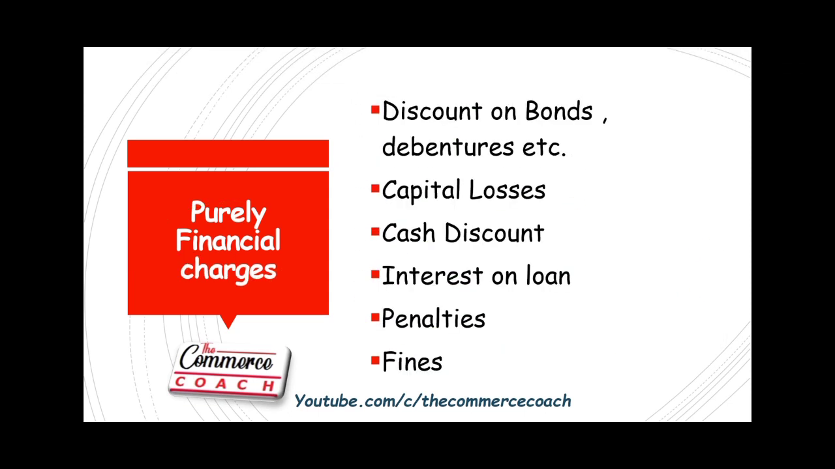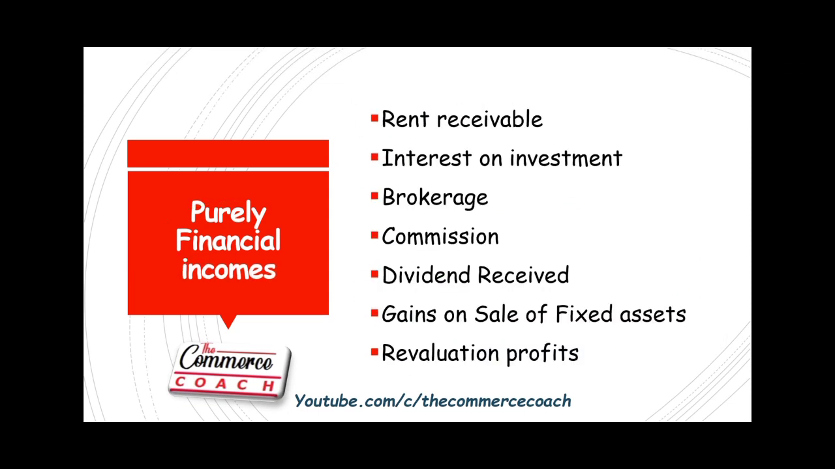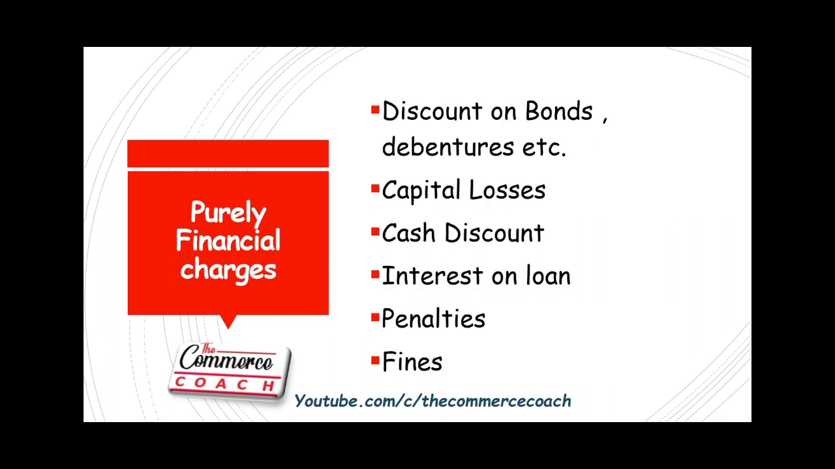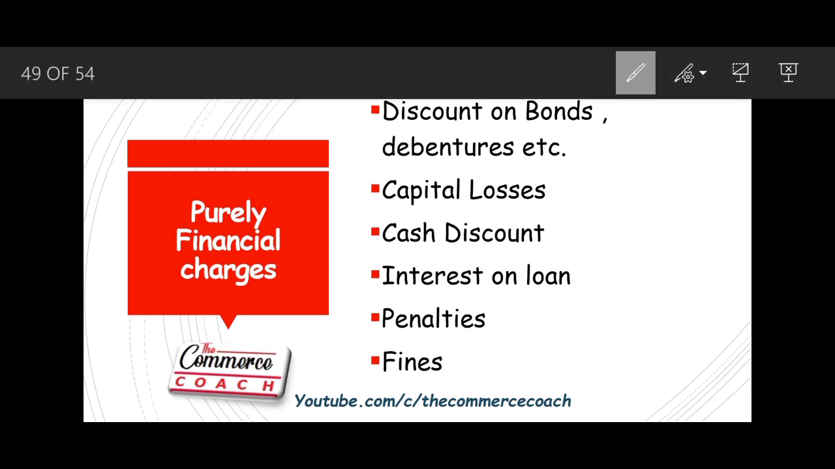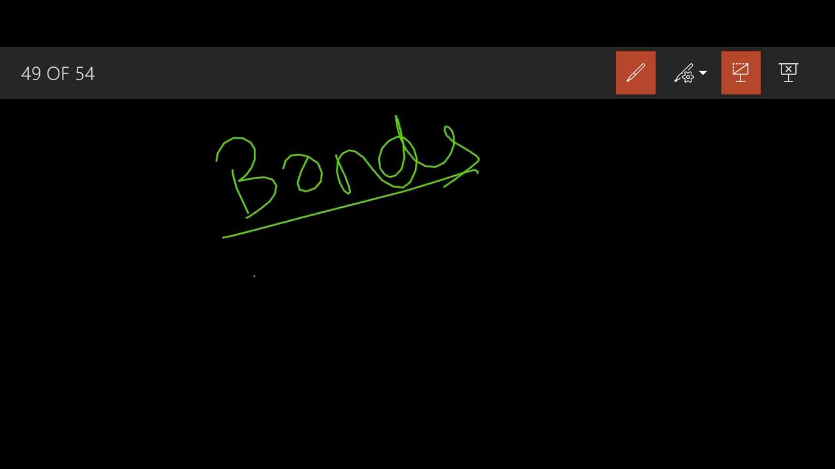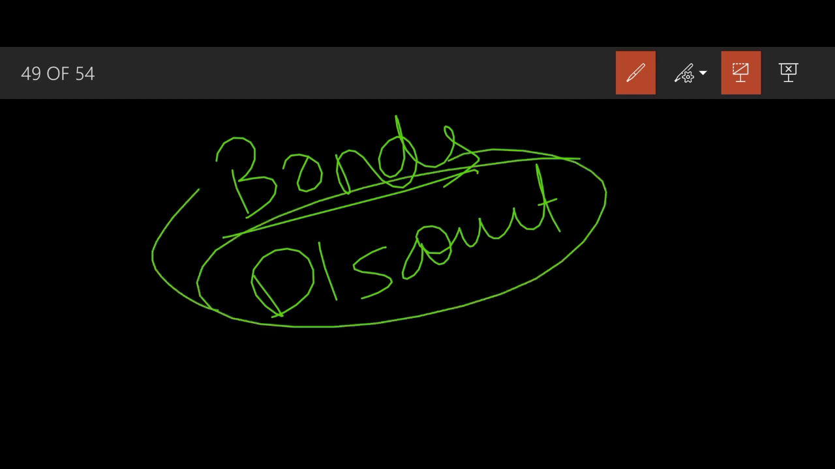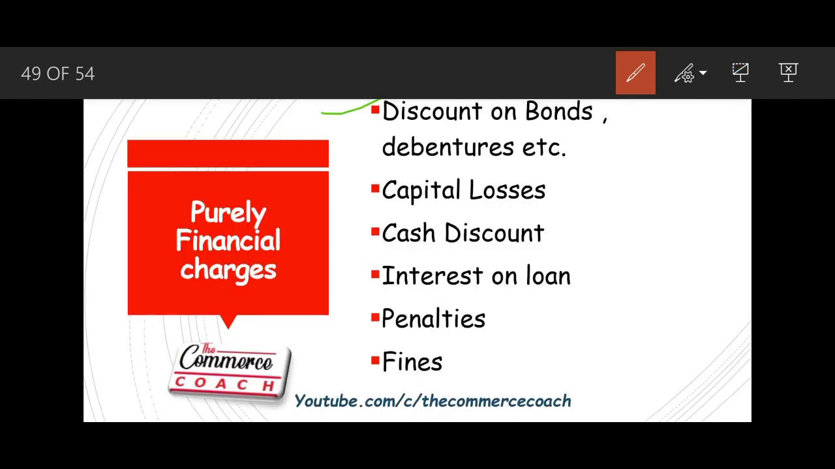Okay, now purely financial charges. So we have seen purely financial incomes. Now we will be seeing purely financial charges. Opposite of that, basically all the indirect expenses we will be excluding. Discount on bonds. If I talk about bonds, and you provide any discount on bonds, then such discounts will be an indirect expense or financial charges that will not be recorded, and the same applies to debentures.